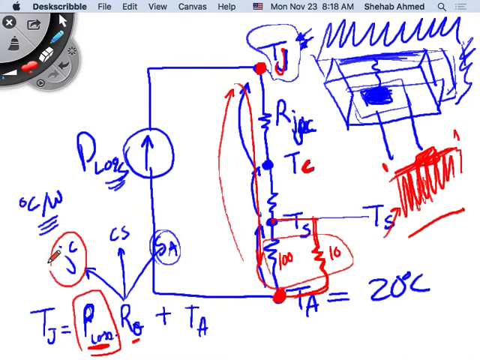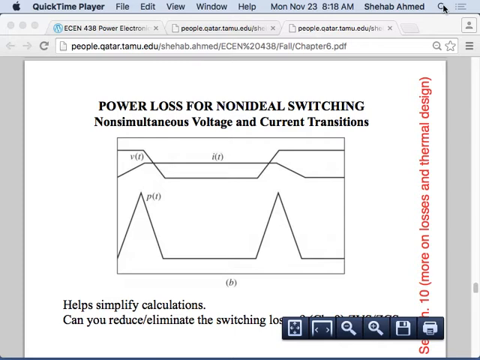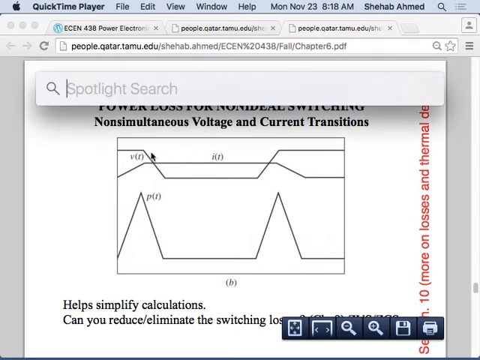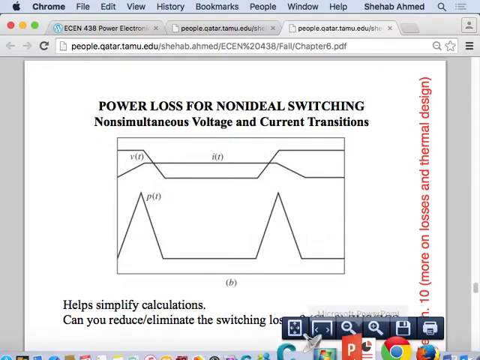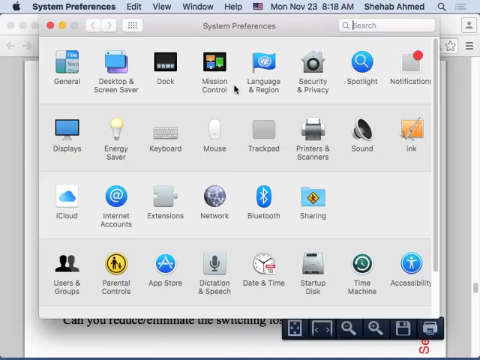So these will be the numbers. Sometimes they're on the data sheet. So I don't think I have my Wi-Fi on. That's why. Let me turn on the Wi-Fi.